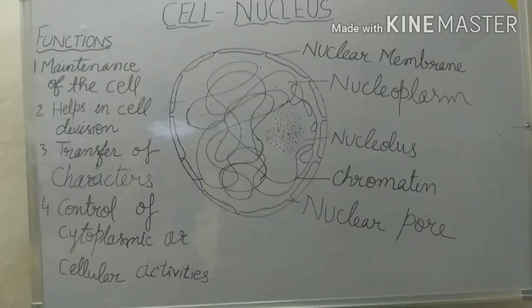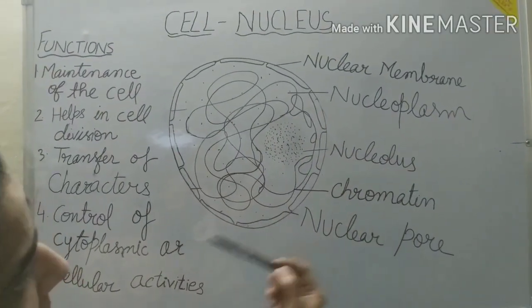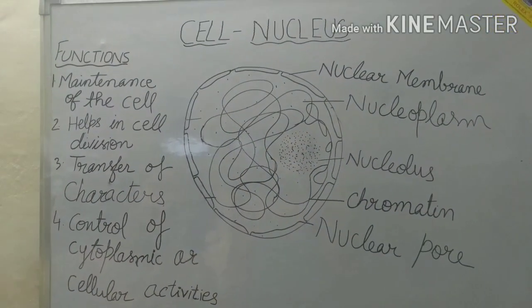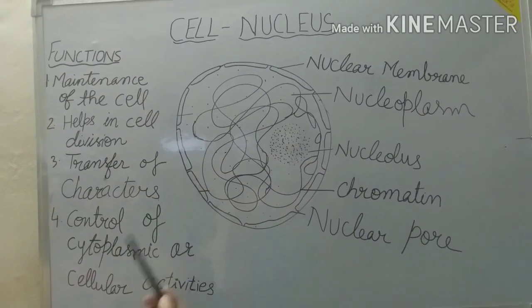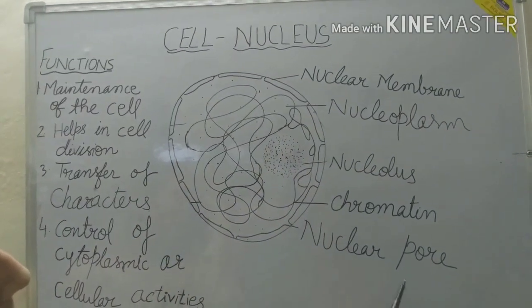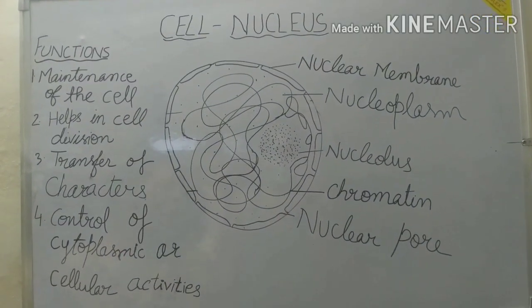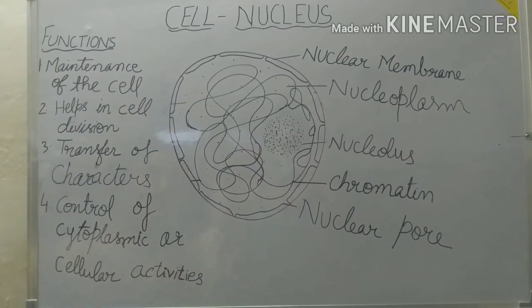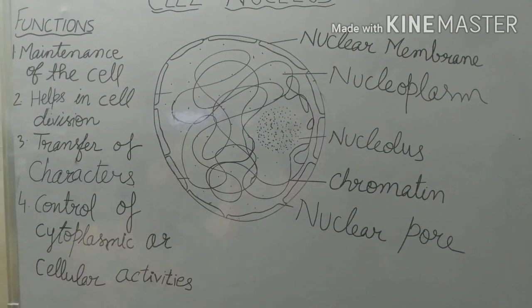So let's discuss. The nucleus consists of 4 parts: nuclear membrane, nucleoplasm, nucleolus, and chromatin. The nuclear membrane is the double membrane which encloses the nucleolus, chromatin, and nucleoplasm. There are some pores in it which are known as nuclear pores, and through these pores the transfer of materials between cytoplasm and nucleoplasm takes place. The nuclear membrane is also sometimes known as the nuclear envelope.